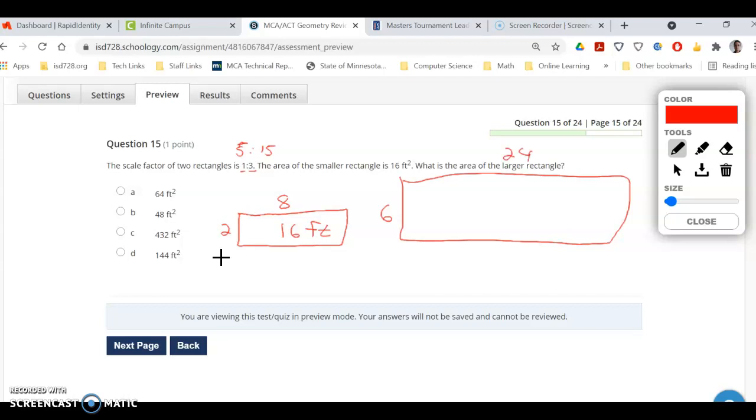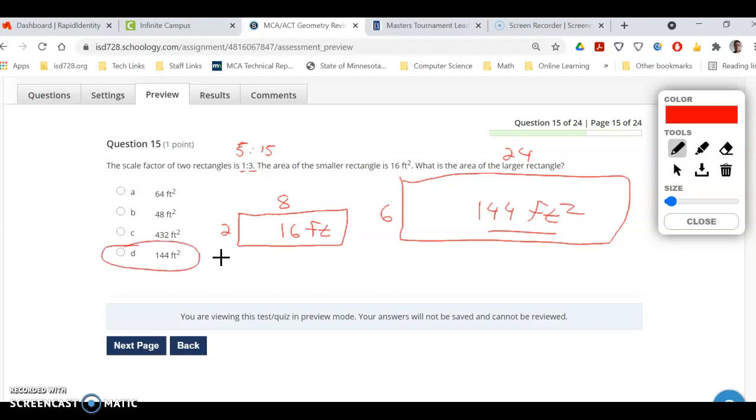Right? So now the area of this other big rectangle would be 6 times 24, which I think would be 144 square feet. So the answer is what is the area, and that's it. Basically, if this one's 16 and now I tripled it, now the area is 144.